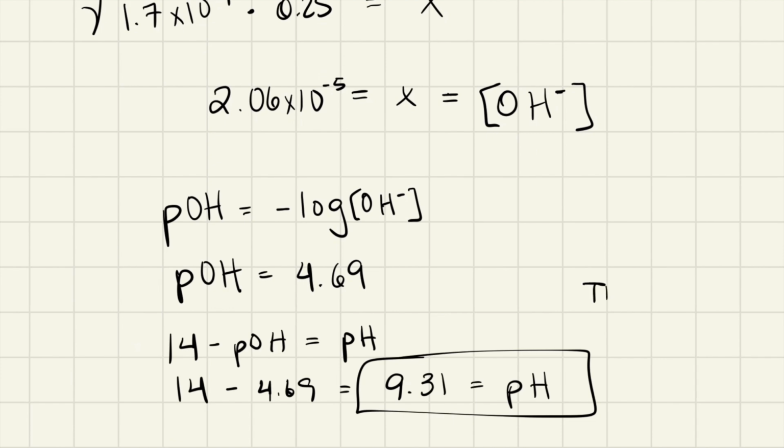And of course, at the end of every problem, we should sit here and we should think. We had a weak base in a solution, so it makes sense that our pH is above 7, but probably not to that 13, 14 range yet because it's a weak base.